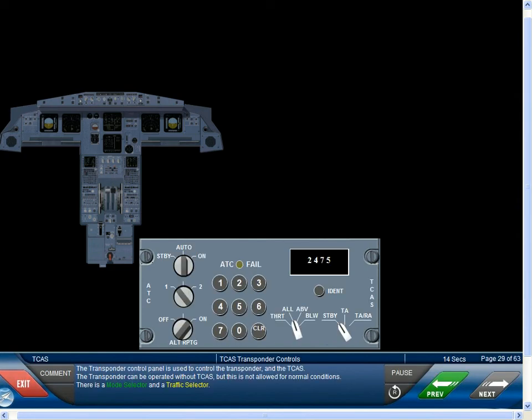The transponder control panel is used to control the transponder and the TCAS. The transponder can be operated without TCAS, but this isn't allowed for normal conditions. The TCAS controls consist of a mode selector and a traffic selector.